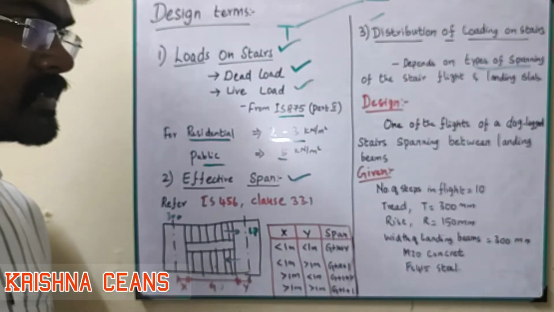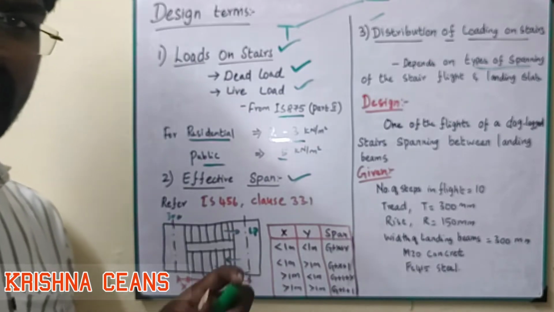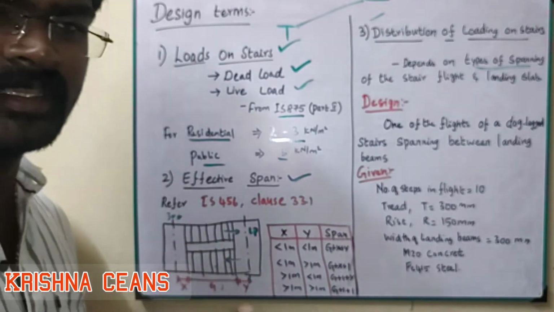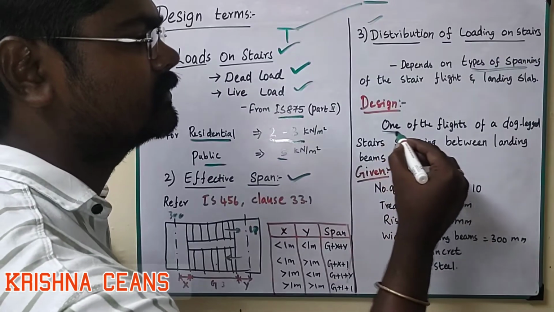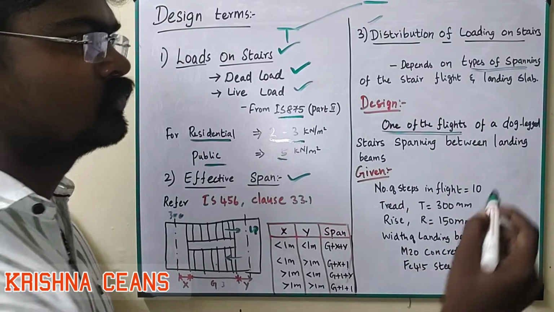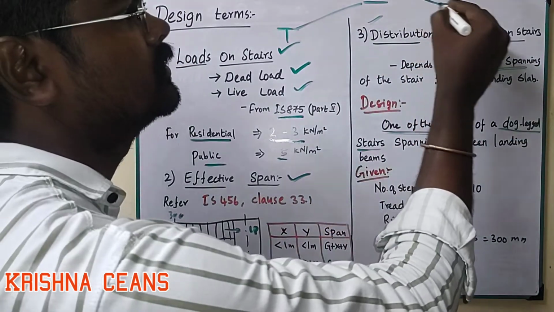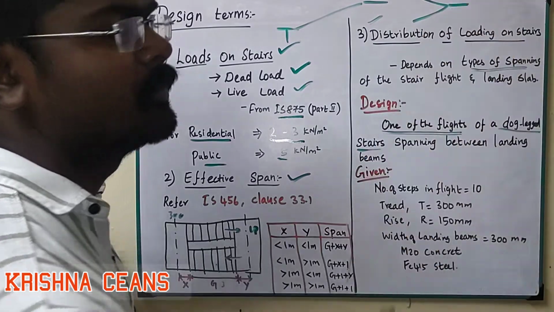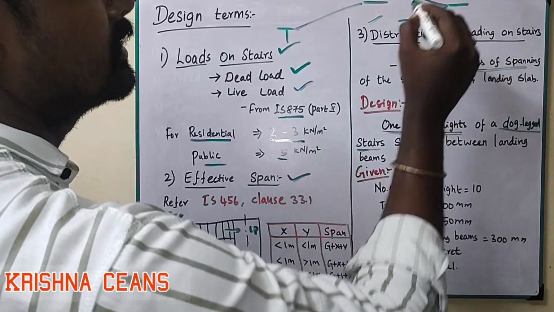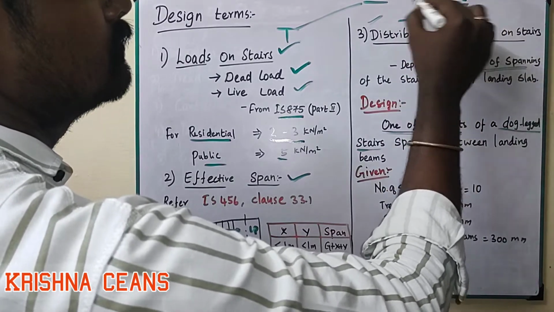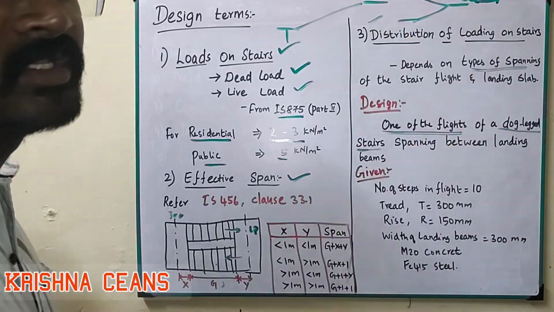So let's see one example of staircase design. We will design one flight of a dog-legged staircase. Let's take a look into it. One of the flights we are going to design. In the dog-legged staircase, you know that this is the half of the mid of the floors. From here landing, here also landing. This is the floor, here midway landing. So this is the one flight we are going to design.